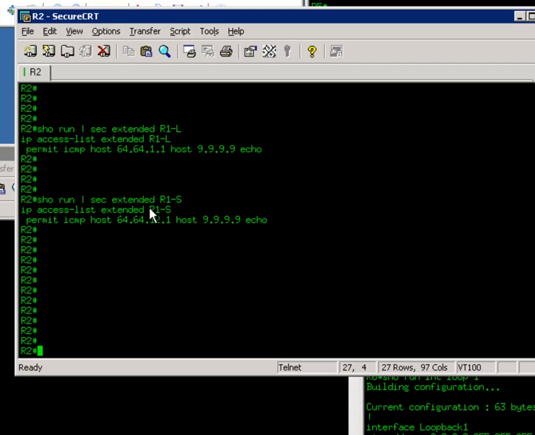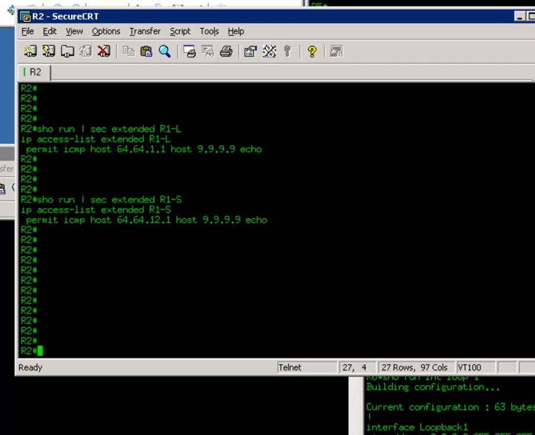On the other hand, I created another access list called router 1-S, S means serial interface, which matching the serial interface's IP 64.64.12.1 designated to 9.9.9.9. Now two access lists are created.